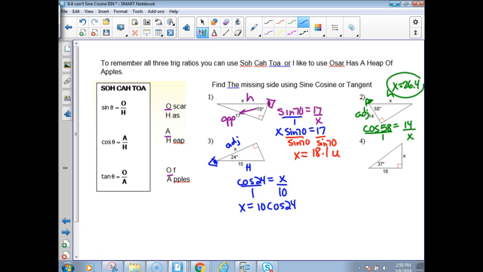We got 9.1 units. Number 4, that looks different than the last one. Okay, it's not going to be cosine.